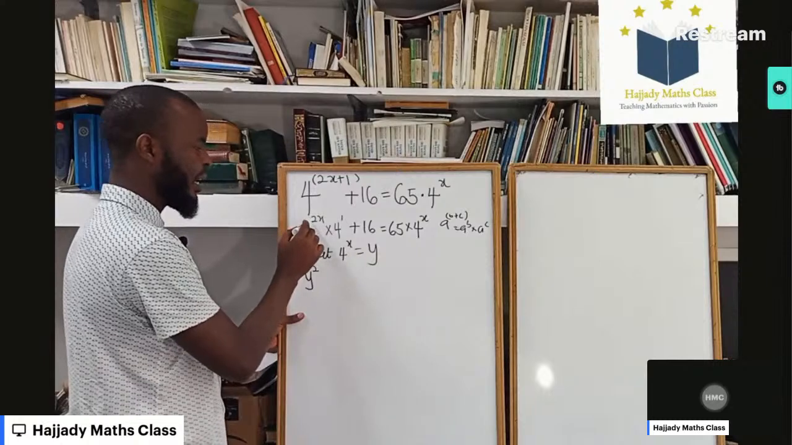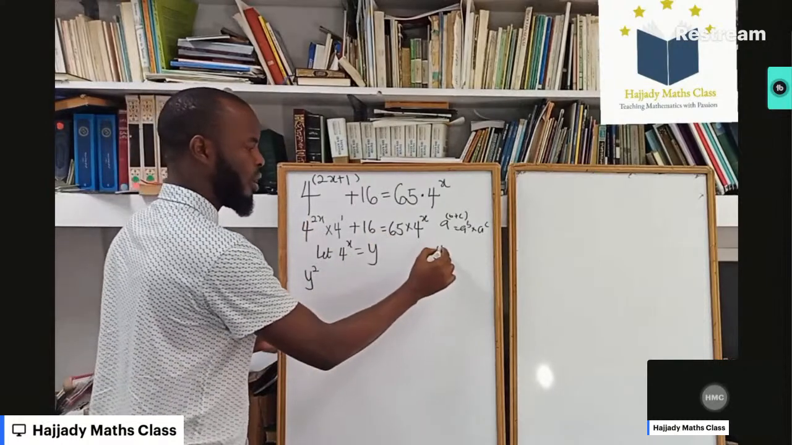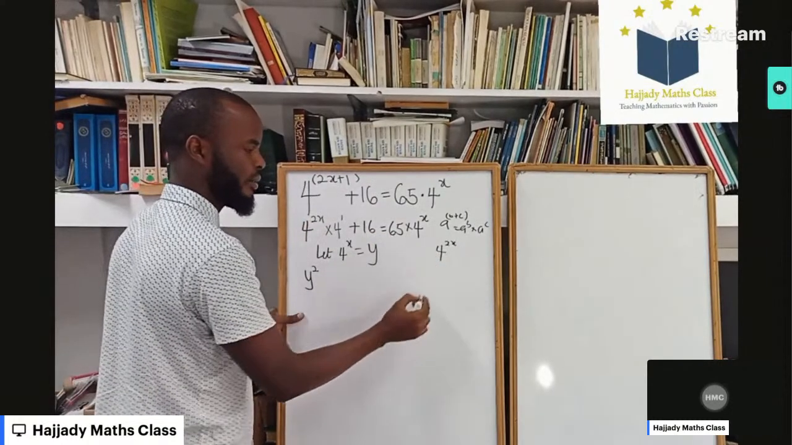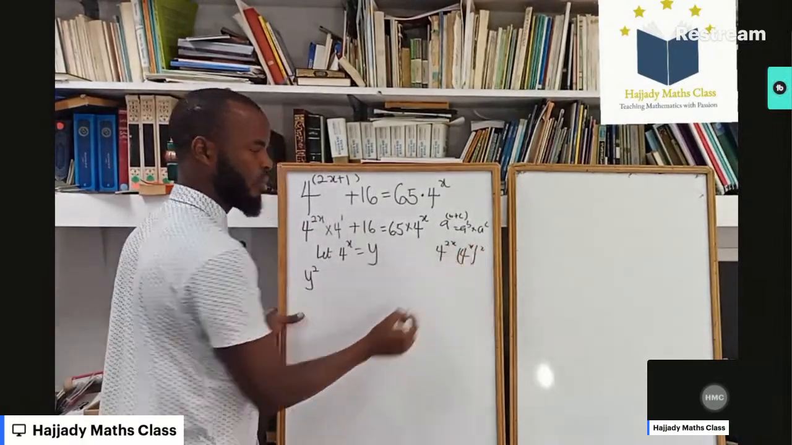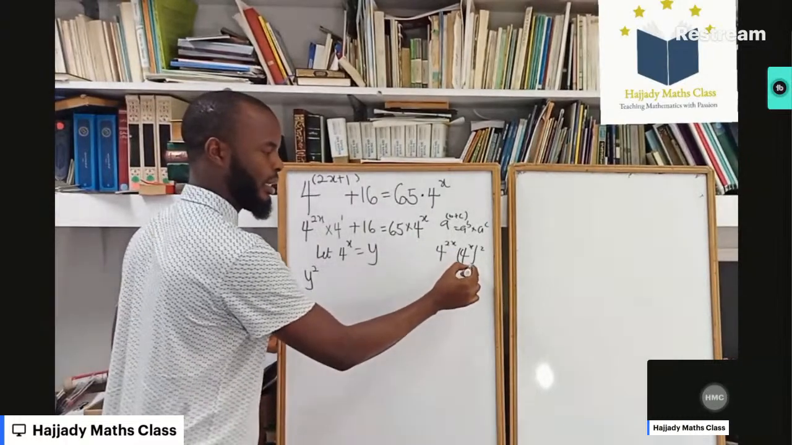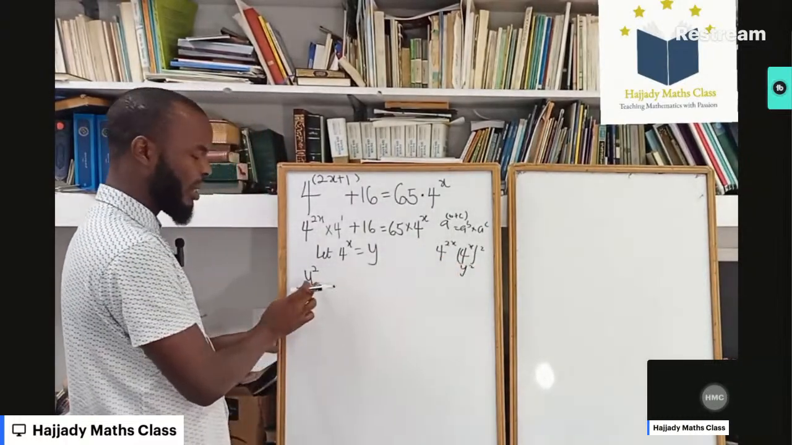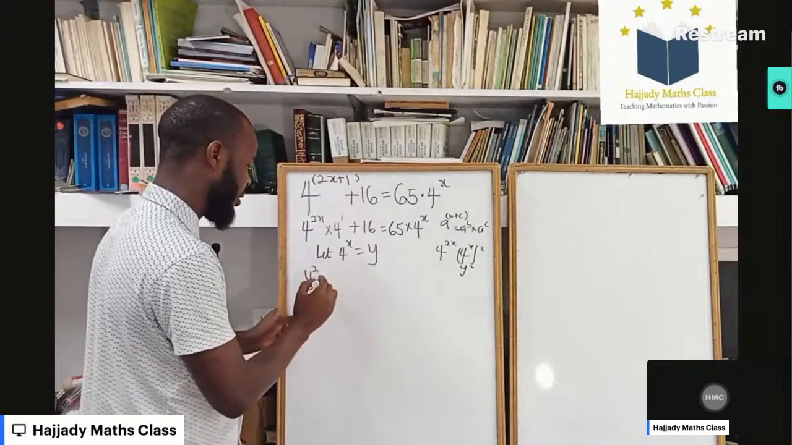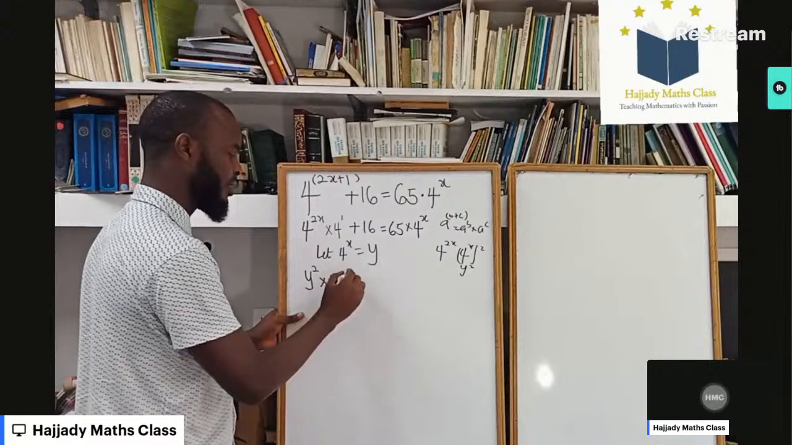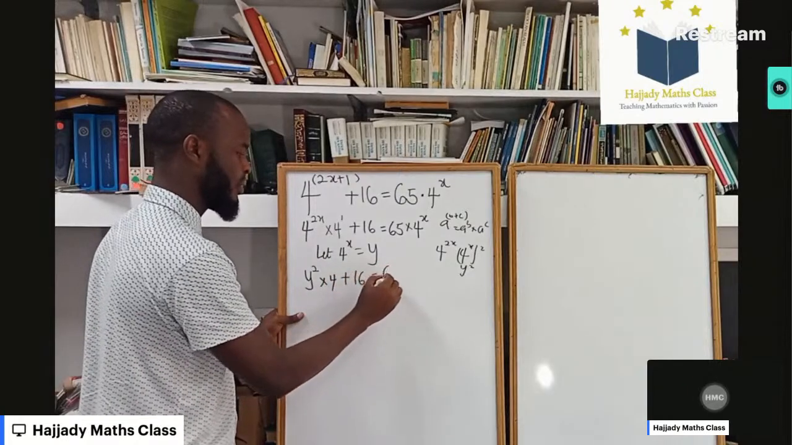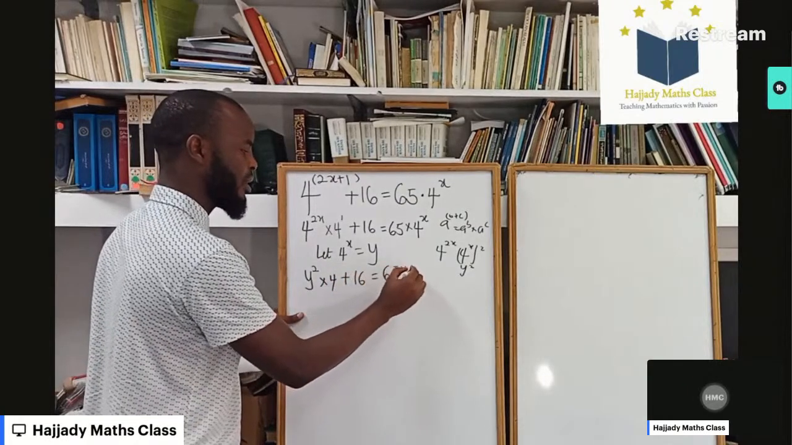Look at this. Here I'm having 4 to the power of 2x, which is the same thing as 4 to the power of x, all squared. Then this can be y, then this can be 2. So that's how I got my y squared times 4 plus 16 equals 65 times y.